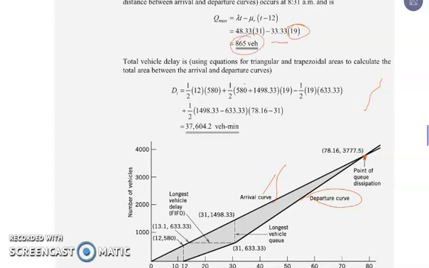Then you can compute for the total delay. You simply have to get the area in between the arrival curve and the departure curve, and that is now equivalent to 37,604.2 vehicle minutes.